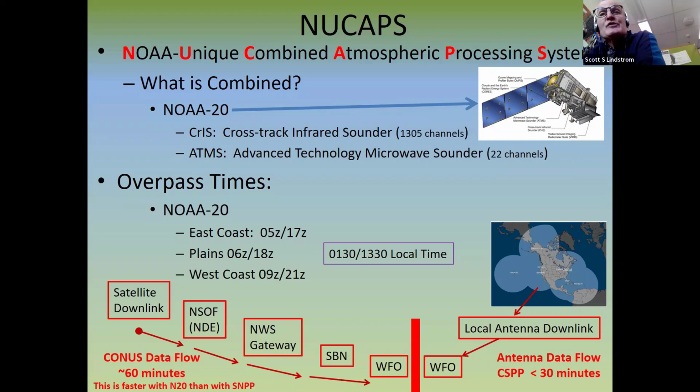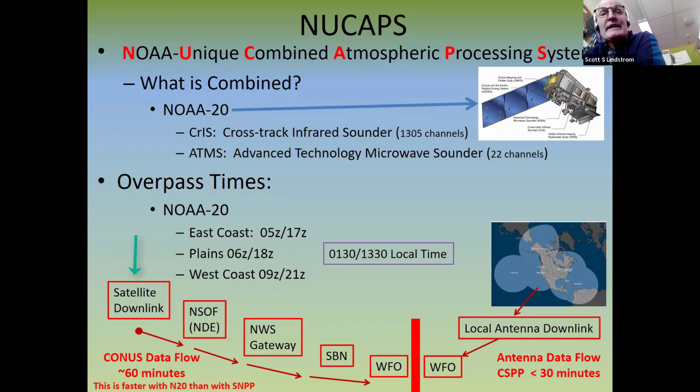NOAA 20 is sun synchronous. It's passing over the equator at 1:30 and 13:30 local time. That means it's passing over the East Coast at around 5Z and around 17Z, over the plains and over the Great Lakes around 6Z and 18Z, and along the West Coast around 9Z and 21Z. That's plus or minus 1 hour each day.